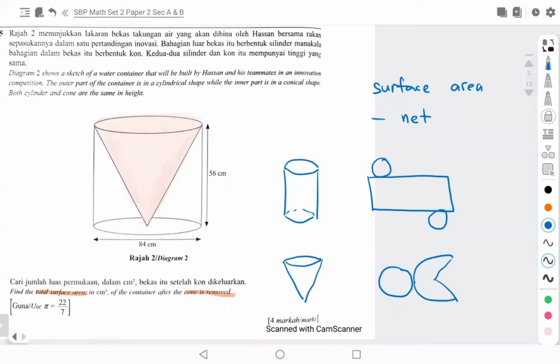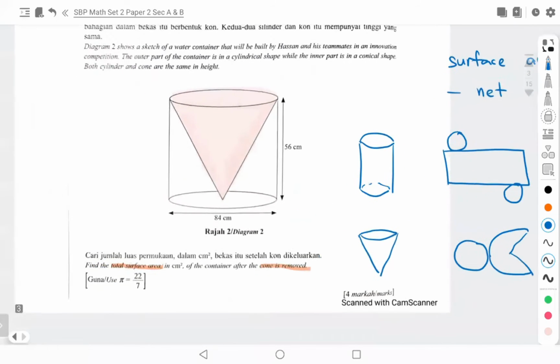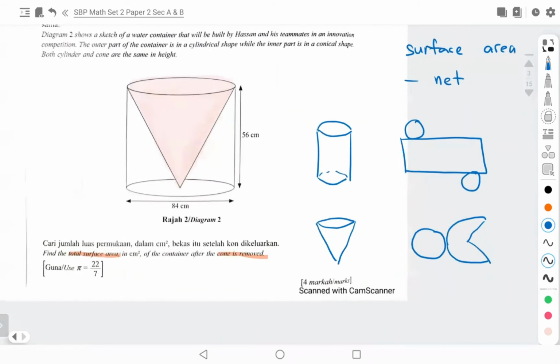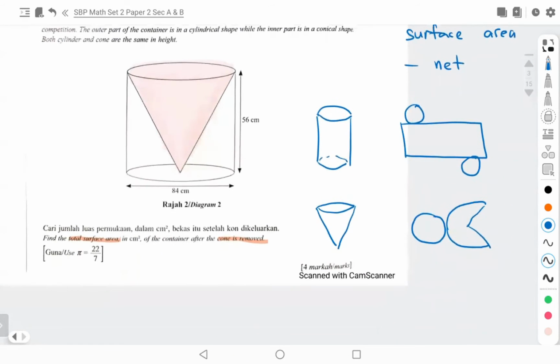Now you imagine the pink color, the shaded region, is being removed. As you can see there, the pink color is being removed. So if you open up the net, what is the balance? 30 seconds. Let you think first. The pink color one, you remove. So what is the balance?